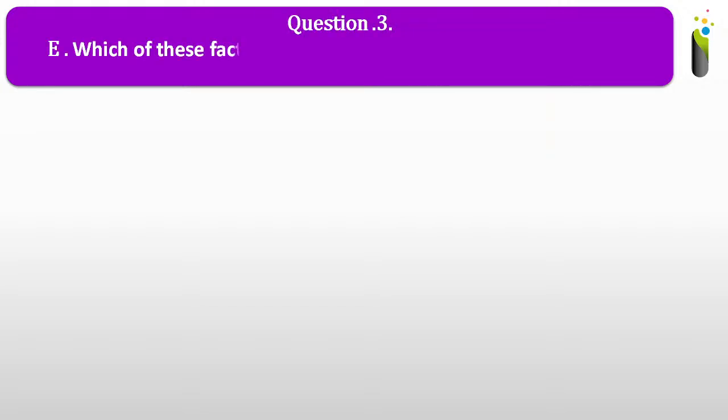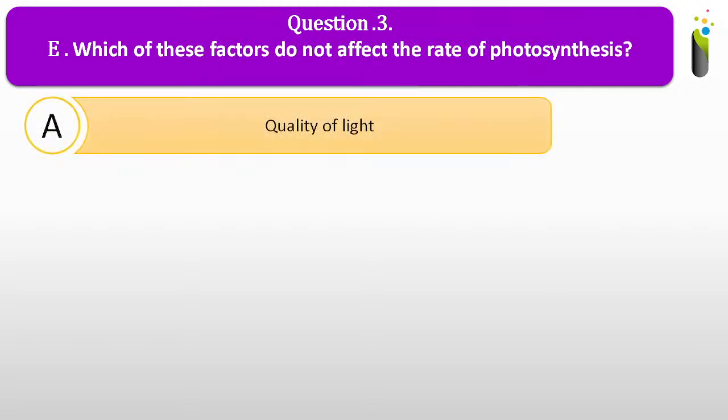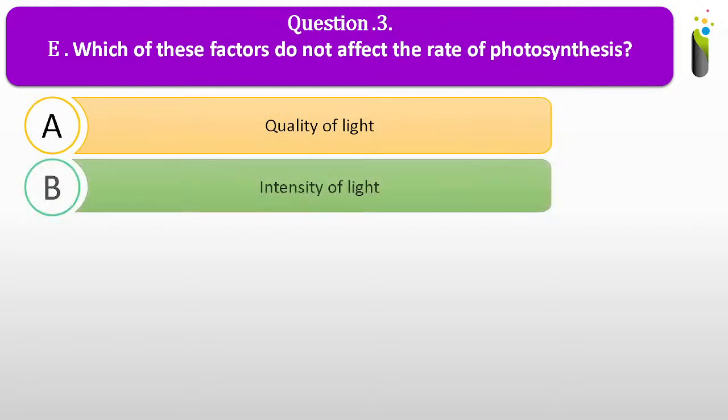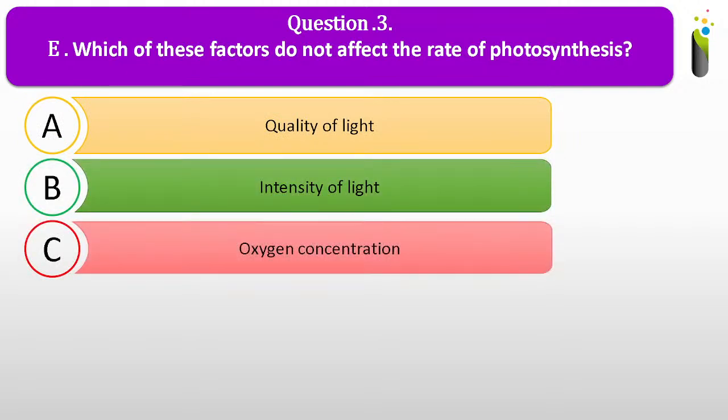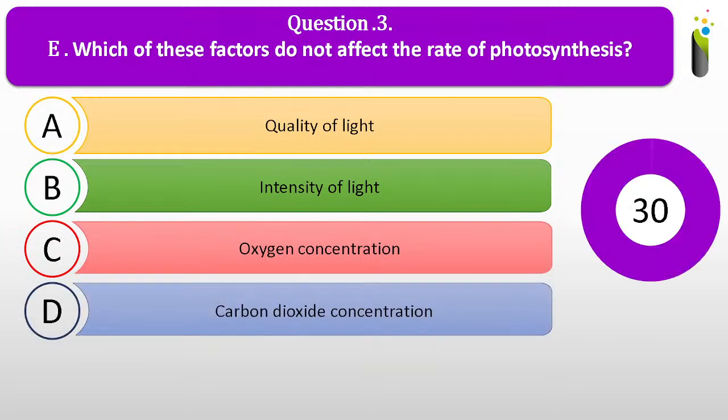Question number 3E. Which of these factors do not affect the rate of photosynthesis? A. Quality of light. B. Intensity of light. C. Oxygen concentration. D. Carbon dioxide concentration. So which is a factor which does not affect the rate of photosynthesis?